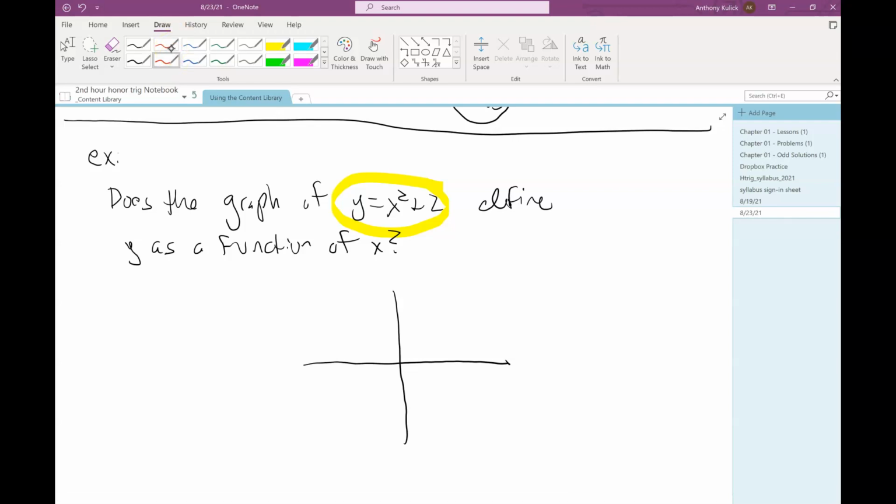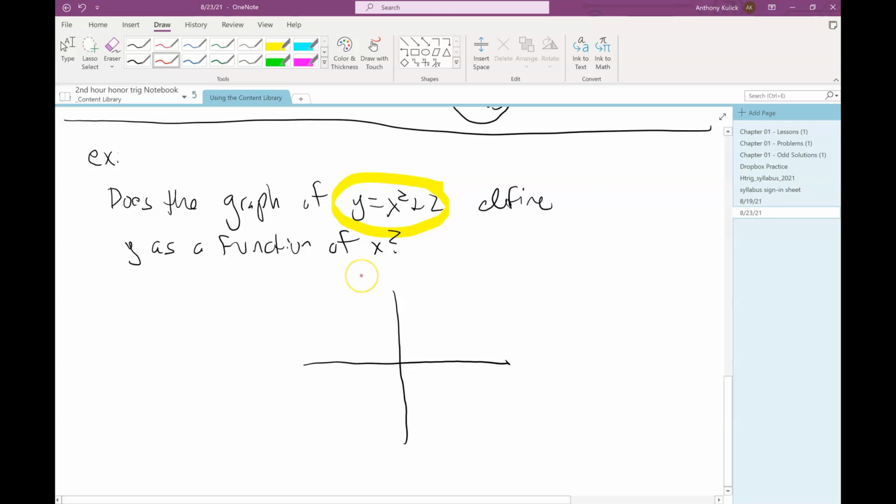Is it going to open up or open down? Good, opening up. How do you know that? Leading coefficient, exactly. If the leading coefficient is positive, I know the parabola opens up. If the leading coefficient was negative, I know it opened down. And what's the plus 2 doing? Yeah, just shifts it up 2 units.